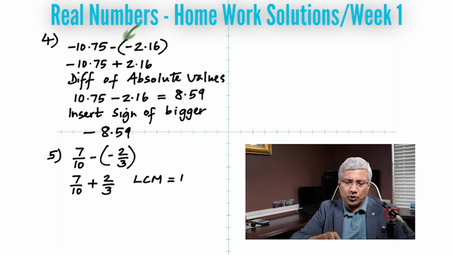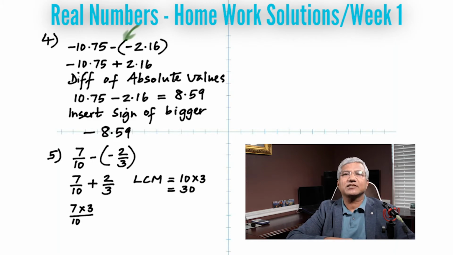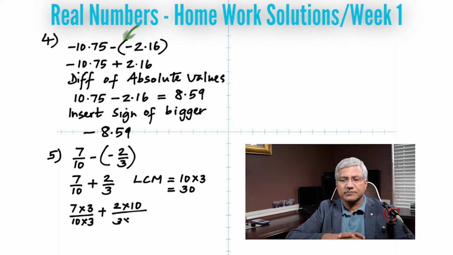The denominator 3 has to be multiplied with 10 to make it 30, and the 10 has to be multiplied with 3 to make it 30. So we multiply the 7 with 3, and the 2 with 10. Let's do that. You have 7 times 3 by 10 times 3 plus 2 times 10 by 3 times 10.